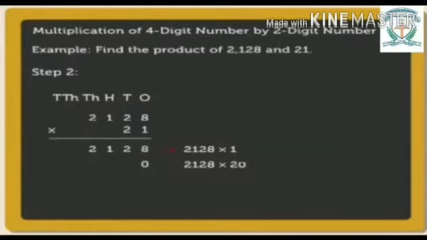Next, 2 into 8 is equal to 16. Now, 2 into 2 is equal to 4, plus the carryover 1 is equal to 5. Then 2 into 1 is equal to 2. And 2 into 2 is equal to 4. So, we are getting 42,560.